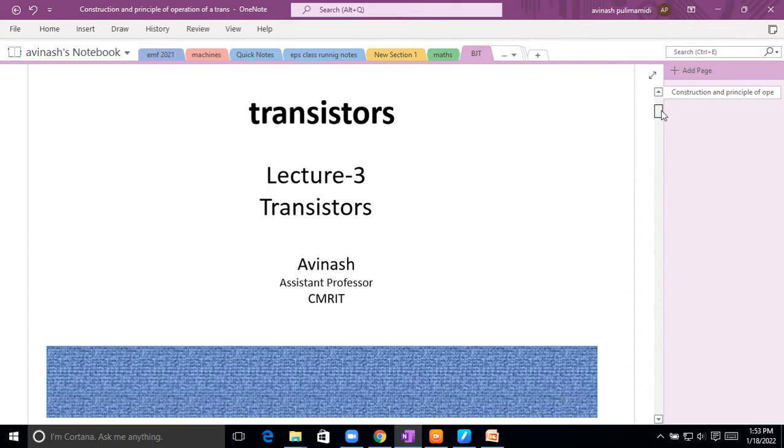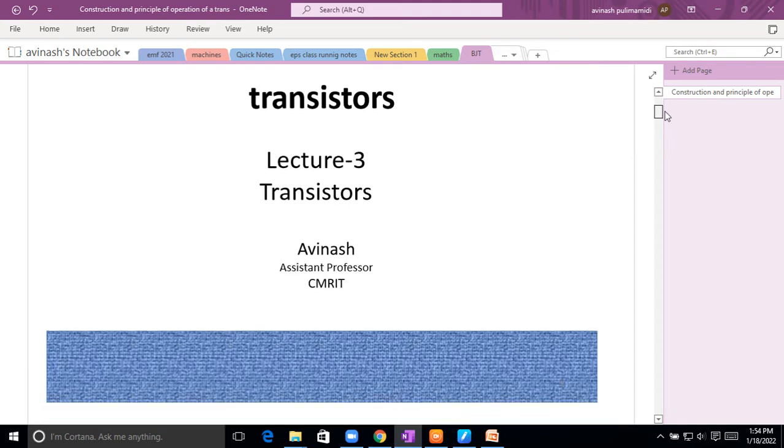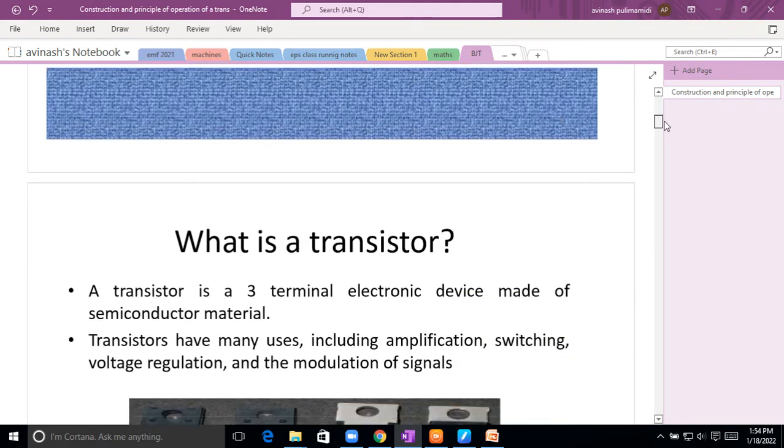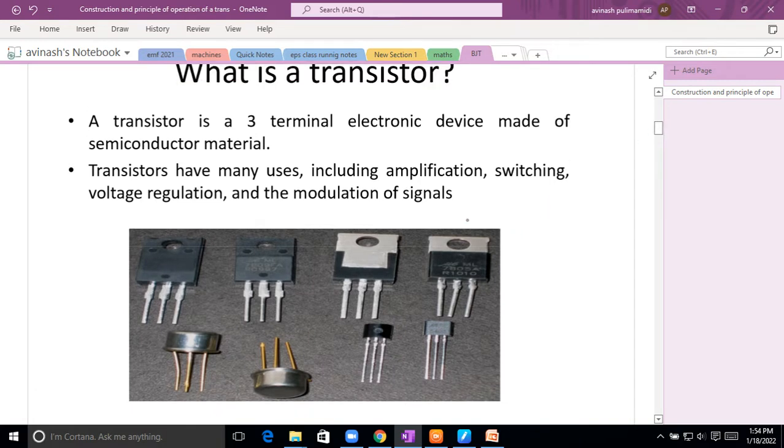Previously we have discussed the transistor symbols, transistor history and transistor terminals. What is the difference between diode and transistor? Today we'll see the actual, physical transistor. These are the different transistors we have. A transistor is a three-terminal electronic device made of semiconductor material.